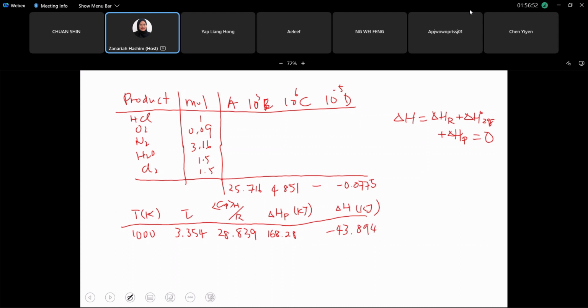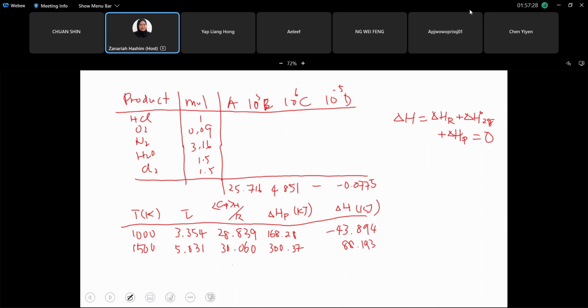Okay, so we try another value. Let's say 1500. So kita repeat lagi. Kira tau. And then CPH over R. So, and then this is 300 point 368, 3637. And then this is 88.193.